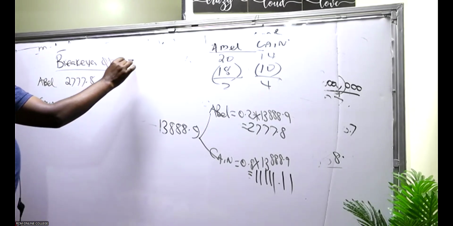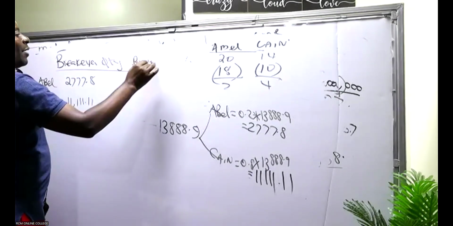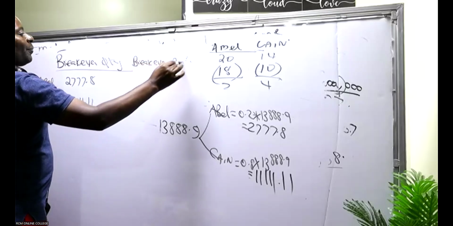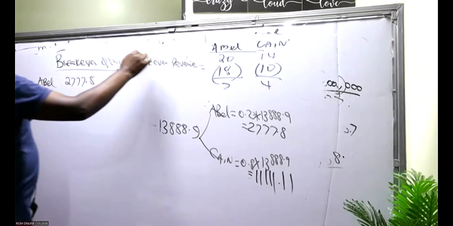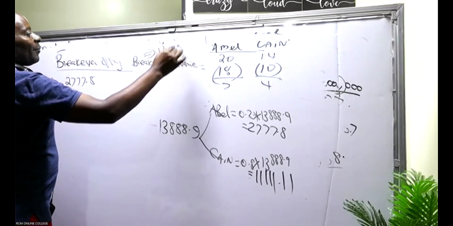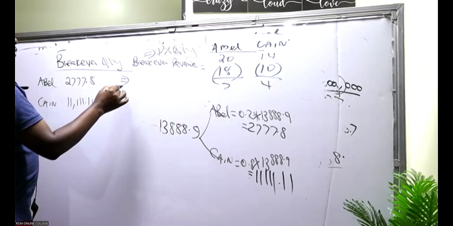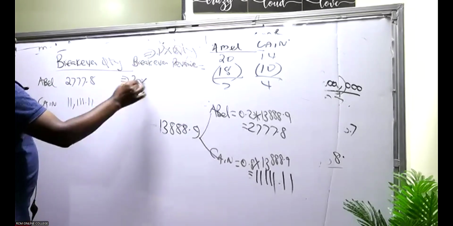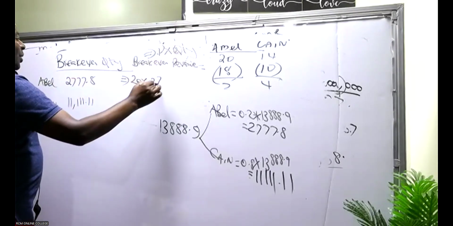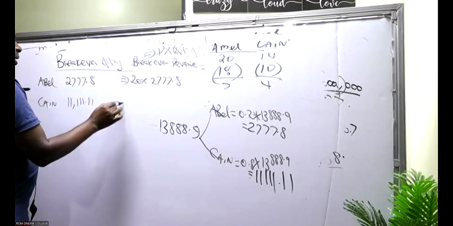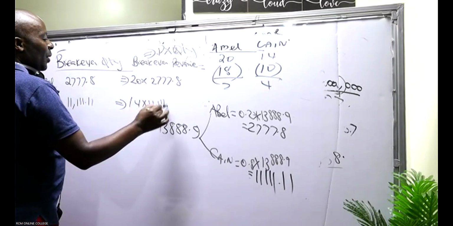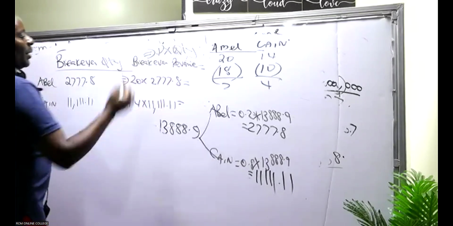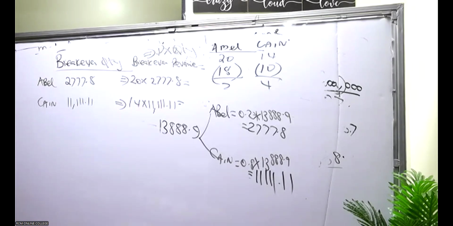How about sales revenue? Break-even revenue is very easy to get, because break-even revenue, we take price times quantity. Now the selling price for Abel is 20, times 2777.8. For the other one, the price is 14 times 11,111, whatever. Please give me those revenues. Just try your very best to give me those revenues.